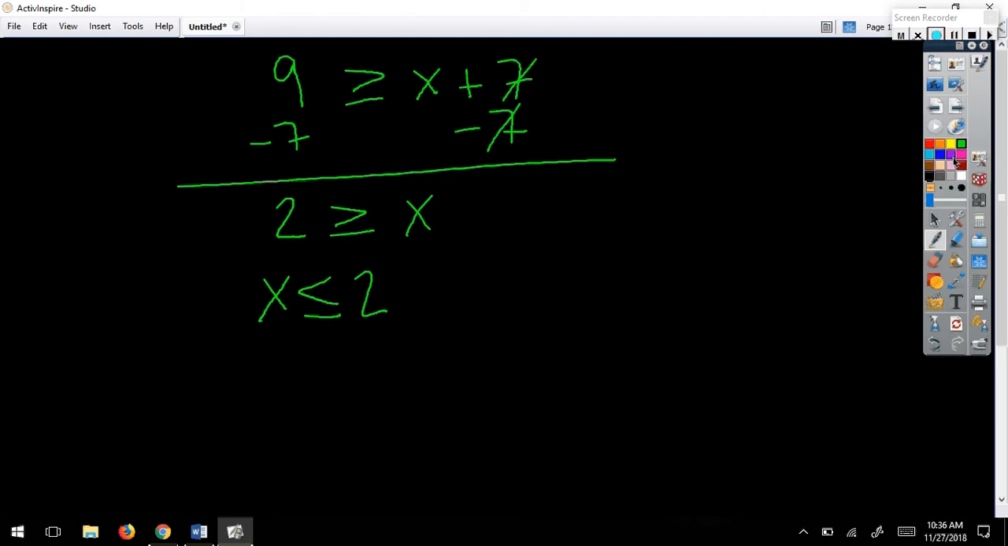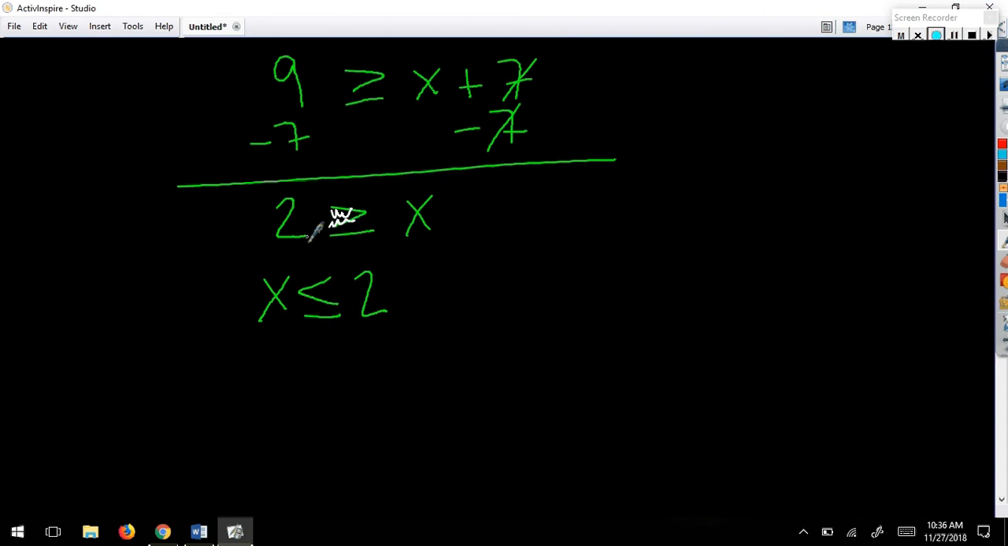This alligator has still got to eat the 2 no matter which way you write it. So if I put the x first, where'd you get 16 from? You have to take 9. Subtract. 9 minus negative 7 is 9 plus 7.